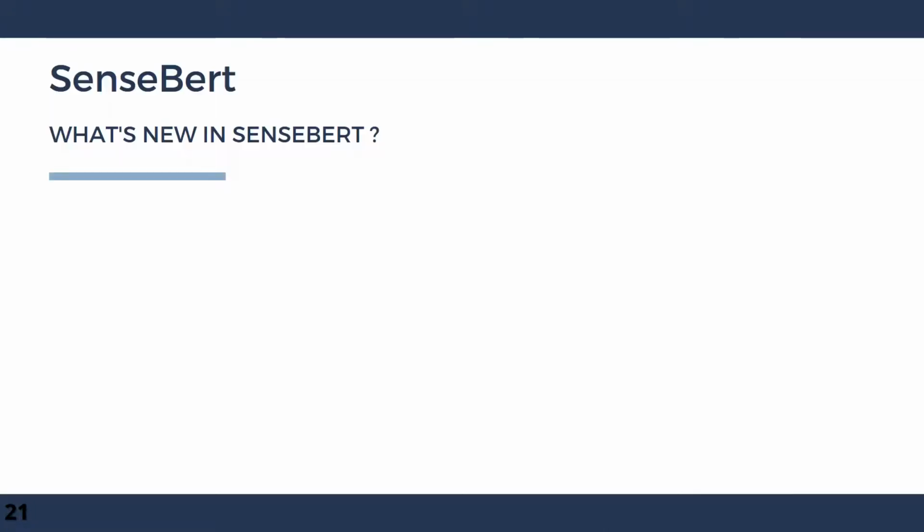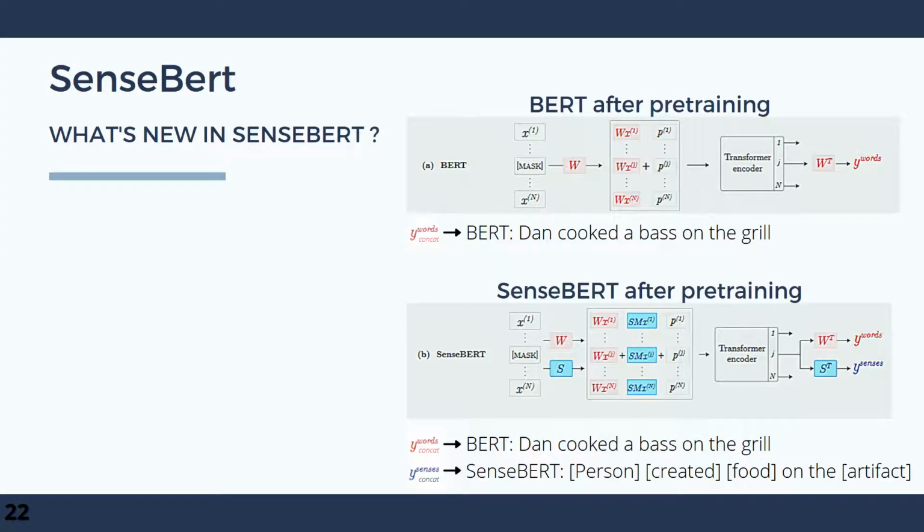So, after this consequent introduction, let's get back to SenseBERT. What's new in SenseBERT? As you can see here, SenseBERT seems pretty close to BERT, except that it also predicts something called a supersense. If you feed BERT with "done cooked bass on the grill", we expect that all of the Y word for each word correspond to our words. And if we feed SenseBERT, we expect the same thing, but also to have the supersense of the word.